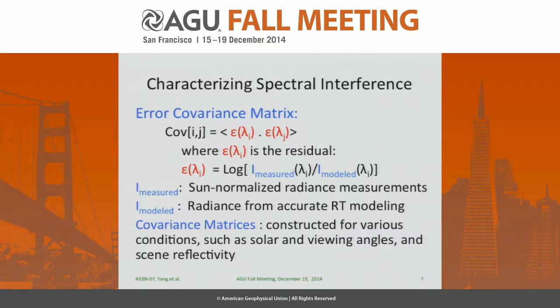So how do we characterize the spectral interference? It's actually very simple. We want to make an error covariance matrix. This is the measured radiance, and we have a modeled radiance based on radiative transfer. The difference is what we call the residual. After you gather statistics from many observations, you construct a covariance matrix. This matrix is constructed for various conditions such as solar zenith angle and viewing angle, as well as scene reflectivity.